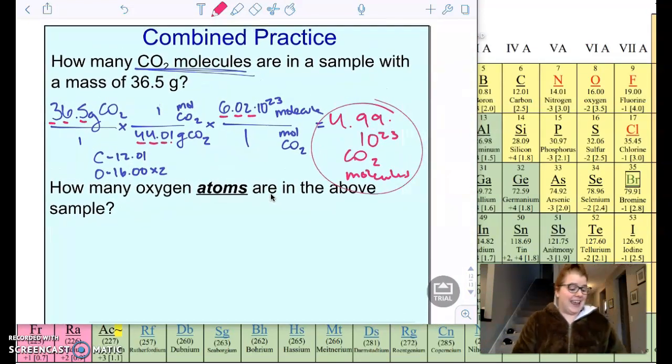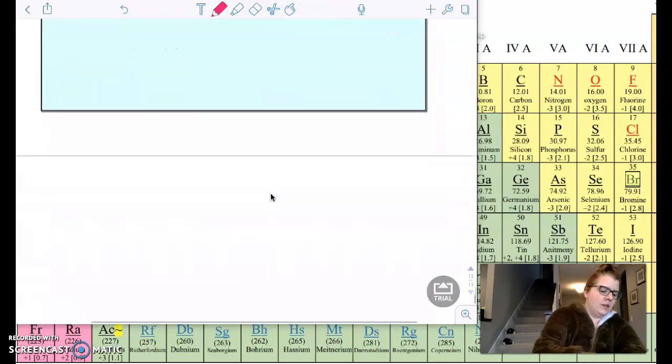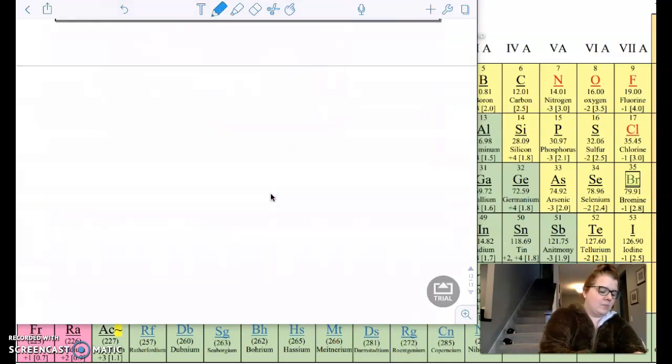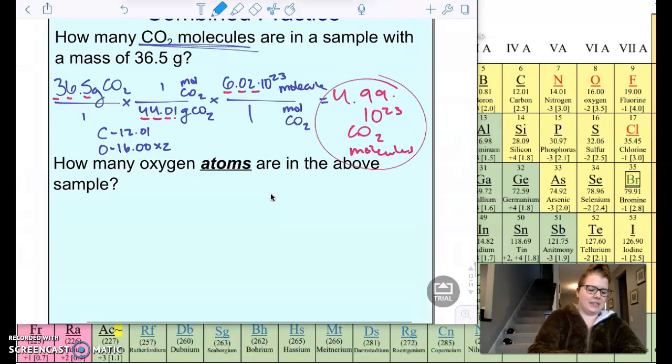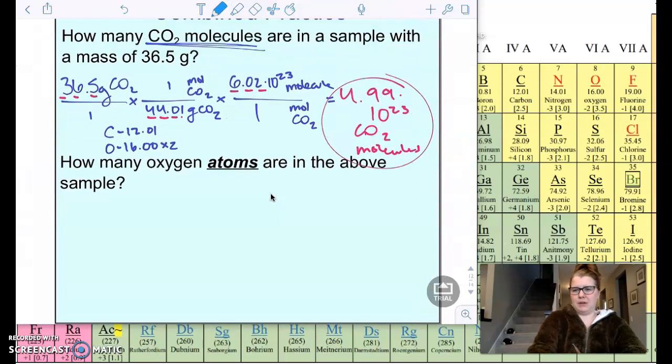So now how many oxygen atoms are in the above sample? So this is 4.99 times 10 to the 23rd carbon dioxide. Now I want to know how many oxygens. So easy numbers really quick. If I had, let's say, 5 CO2s, how many O's do I have? Well, if I've got 5 CO2s, and there's 2 O's per CO2, 5 times 2, I'd have 10, right? That's the idea up here. The numbers are just bigger and scarier.